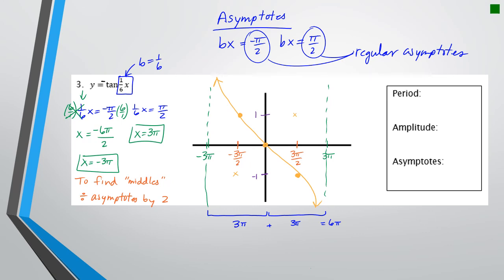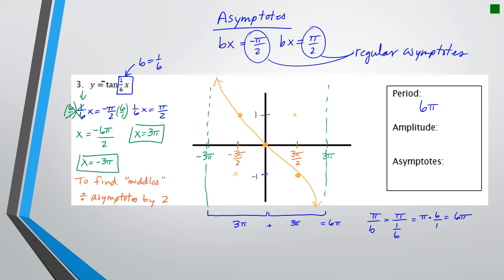The other thing you could do is use that formula, the pi over b. So if I did pi over b, that's pi over 1/6. Because I have a fraction and a fraction, I have to flip and multiply by the reciprocal of the bottom. And then pi times 6 is also 6 pi. So either way you look at it, the period is 6 pi.